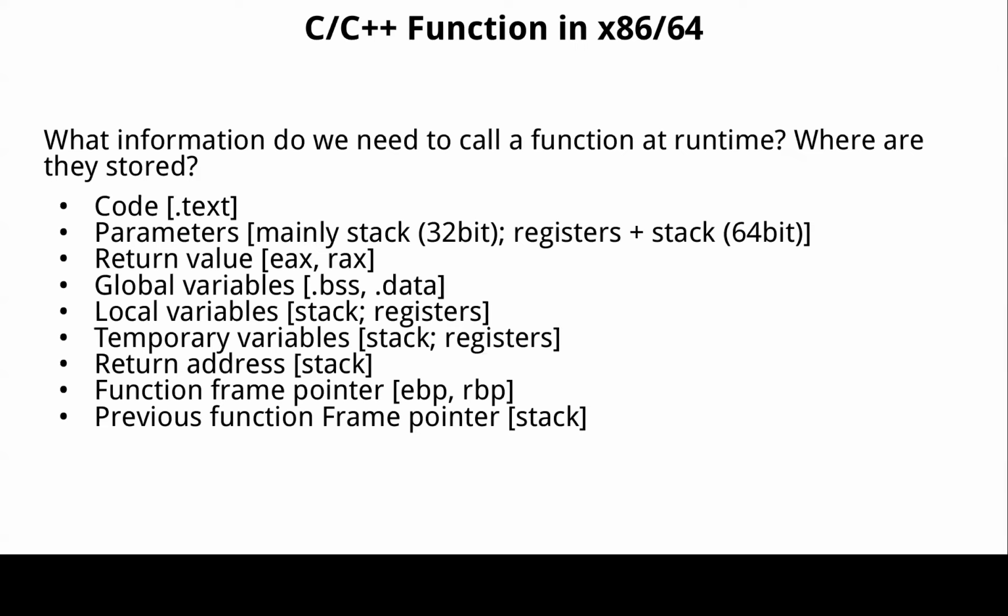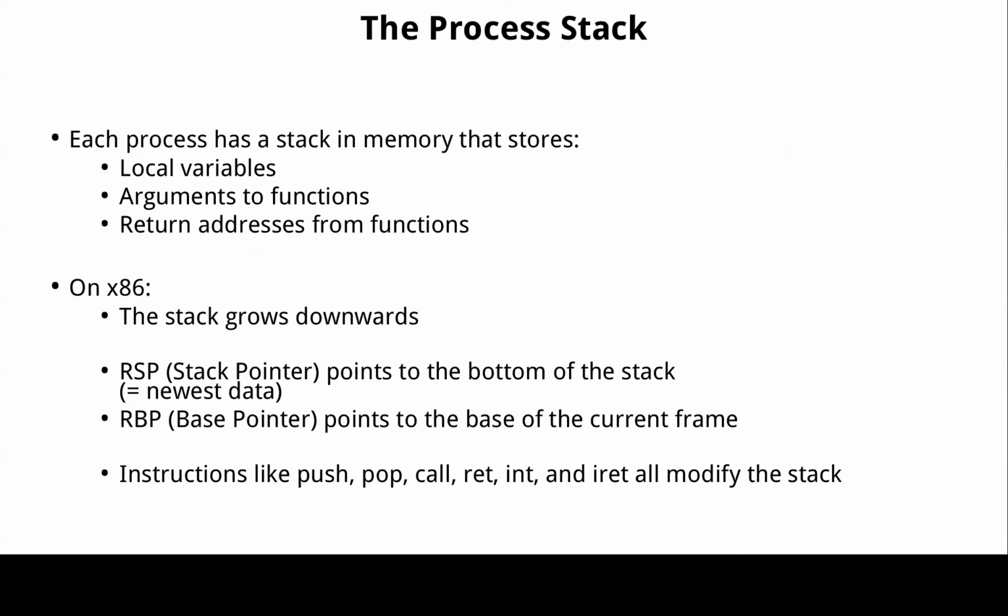Global variables go to the data section or BSS section. Local variables, most of them, will be on the stack. If we have enough registers, the compiler could choose to use registers to do that as well, because it will be much faster. The return address will be on the stack. Then we also have function frame pointers. We're using the register BP or EBP or RBP to do that. Then the previous function's frame pointer will also be saved on the stack. We're going to see more examples of that.